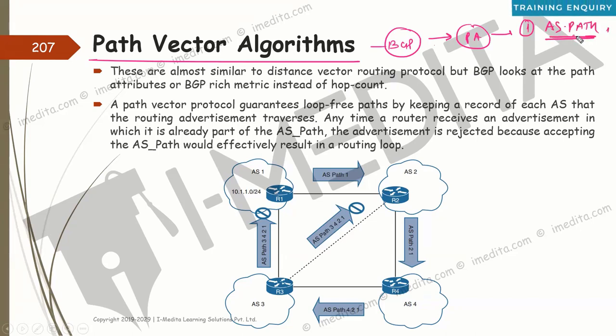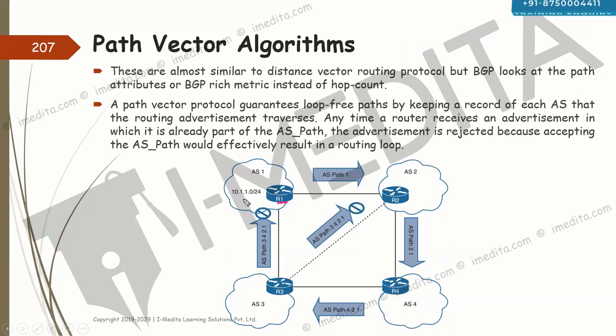This AS path attribute means, if I have to go to this destination, how many ASs do I have to cross? So for example, this router advertises this information to the neighboring router. It will include this AS number in the update message. It will say that if you have to go to this destination, the AS that you have to come to is 1. When router 2 receives this information and passes it to the next router, it is going to keep that AS information and it will add its own information as well.